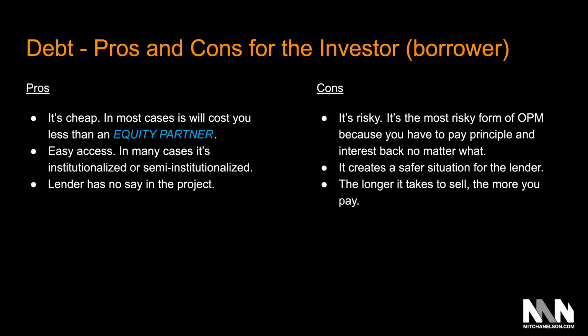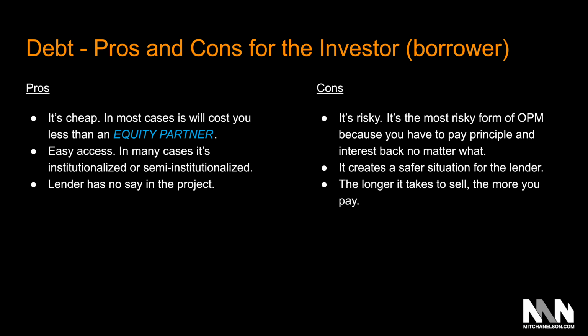Let's talk about debt. Let's talk about some of the pros and cons for the investor, or in other words, the borrower. That's going to be you, going out and doing these deals. If you're going to use debt, you're the investor, you're the borrower. So the pros are, it's cheap. In most cases, it will cost you less than an equity partner. We're going to talk about equity partners in great detail in future modules, so just remember that term. Equity partners tend to be a little bit more expensive, but they require you personally as the investor to take on a little less risk. But debt is cheaper in most cases than an equity partner.